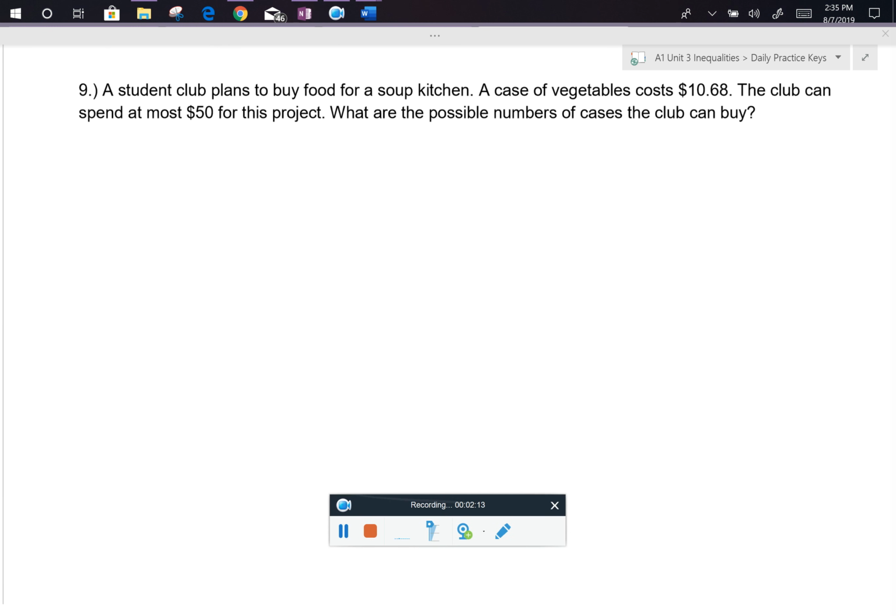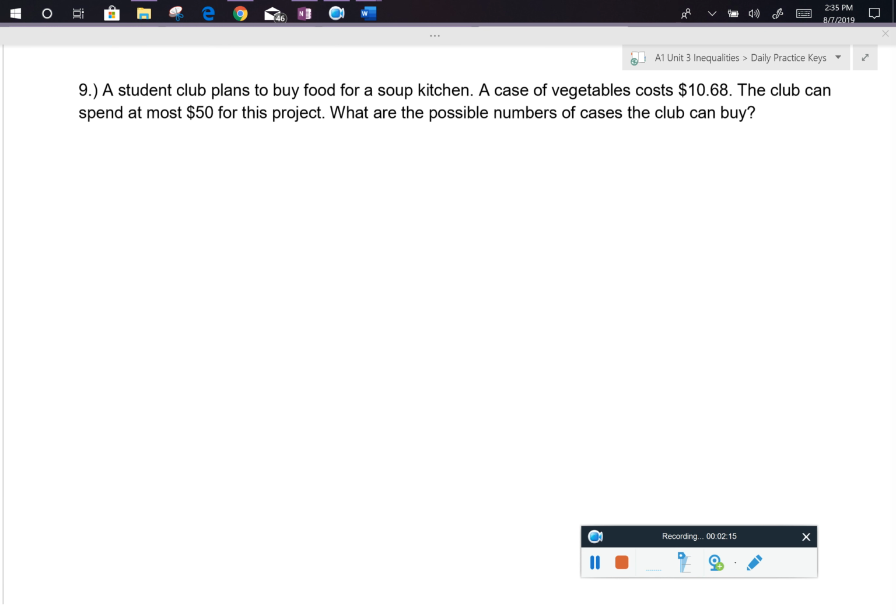A student club plans to buy food for a soup kitchen. A case of vegetables costs $10.68. The club can spend at most $50 for this project. What are the possible numbers of cases the club can buy? So the possible numbers of cases are what we're looking for. So we can say x equals the number of possible cases.